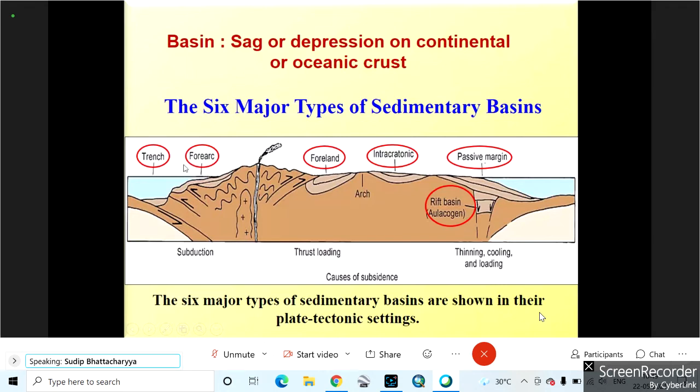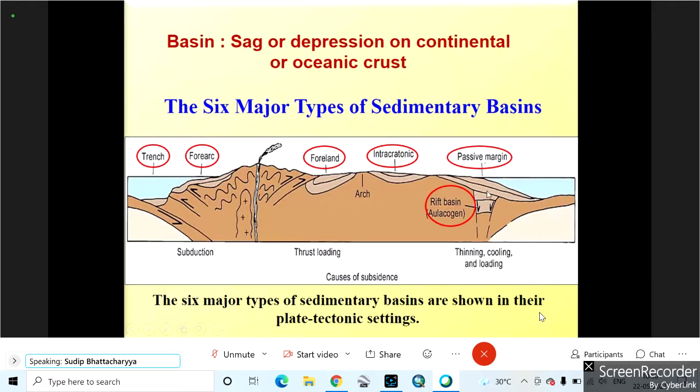Starting from the subduction part, it will be a trench. Then we know the arc system over there, and before the arc there is a fore arc, and beyond the arc there is a back arc or foreland type of things. This is fore arc, foreland or back arc, almost same, and this is one arch. Beyond that it is intracratonic, that means within the craton. Then the passive margin of the craton, that means that is going again to the ocean, the continental shelf, continental slope, all these things.